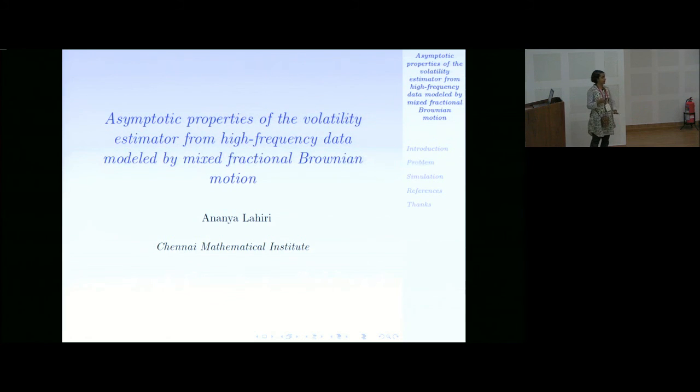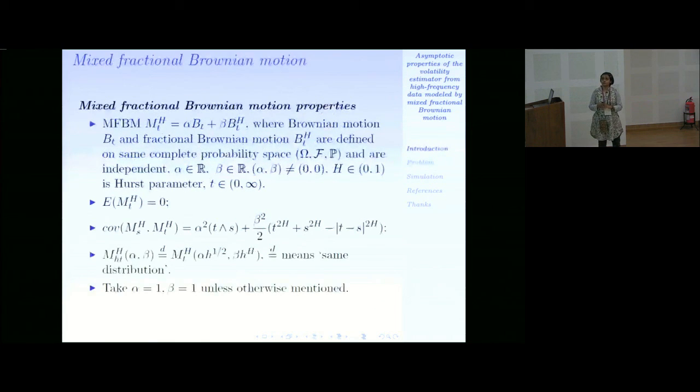So first we say what this mixed fractional Brownian motion is. By mixed fractional Brownian motion, I mean simply a linear combination of a Brownian motion and a fractional Brownian motion for our setup, and they belong to the same complete probability space. They are two independent processes, and well, Brownian motion probably everybody knows here.